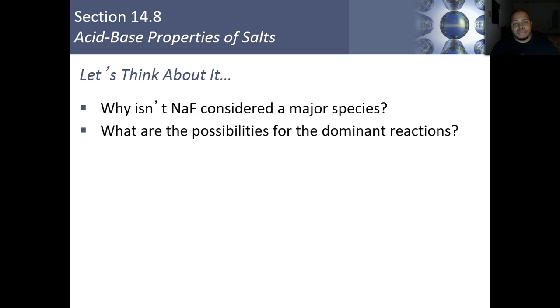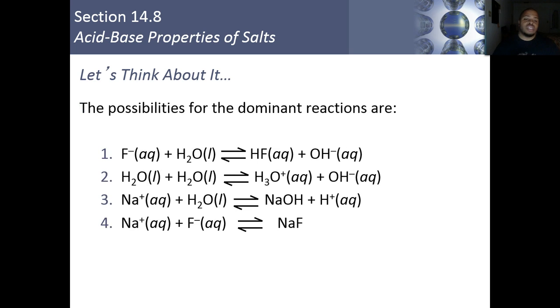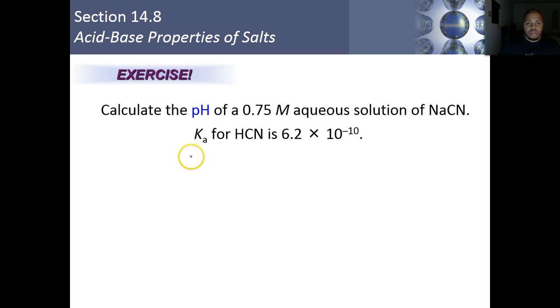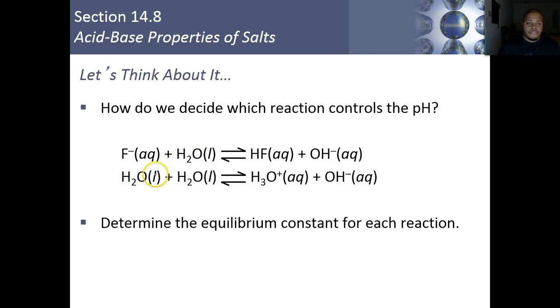So, possibilities for dominant reactions. Let's look at our choices. We already talked about this a little bit, so just a recap. Since we know that sodium is going to remain in solution, we can cut these two out. That leaves these two. Then we have to determine which one is actually going to control our pH. Looking at the values that we have, we can determine that it's going to be here.